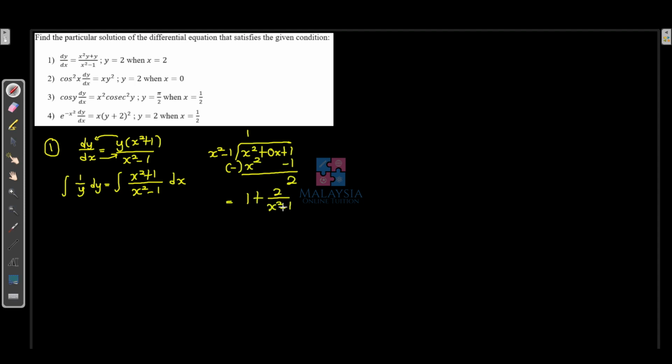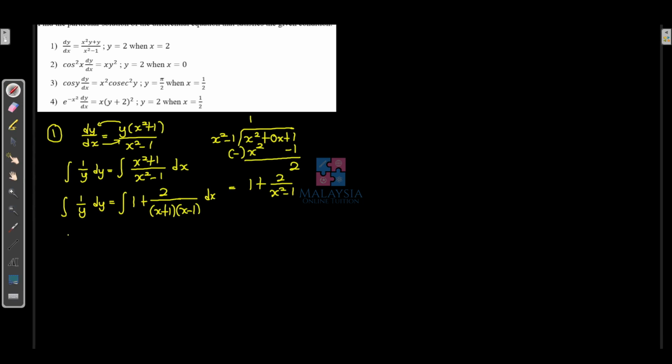Realize that 2 over (x squared minus 1) is actually a partial fraction. How do we know that? Because x squared minus 1, we can factorize as (x plus 1)(x minus 1). So we can write 1 plus 2 over (x plus 1)(x minus 1) dx. Now you can see that we have a partial fraction to be done. This is going to be quite a long question.